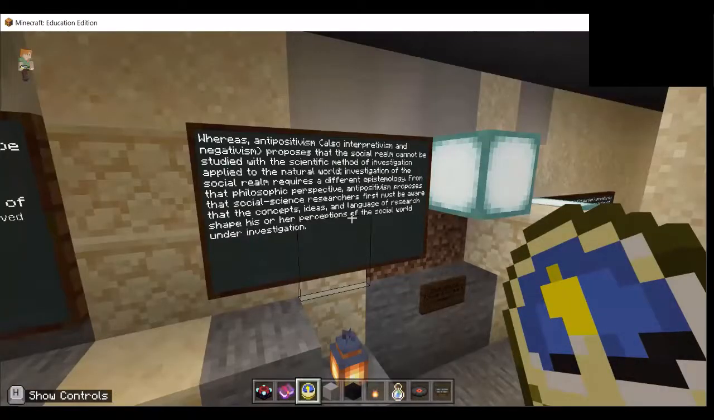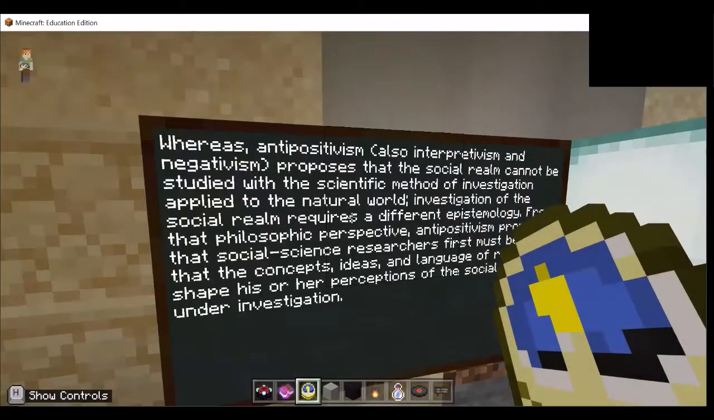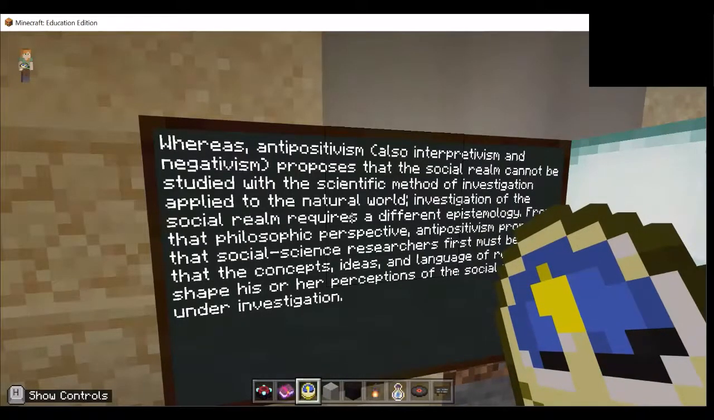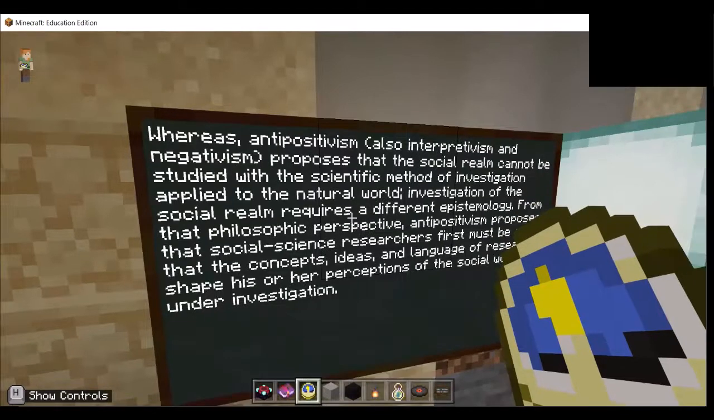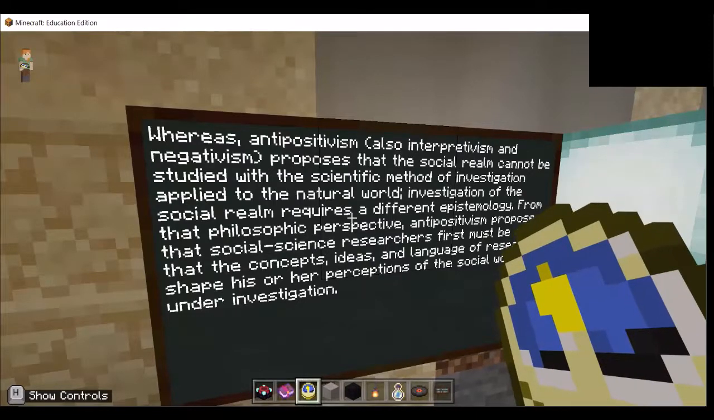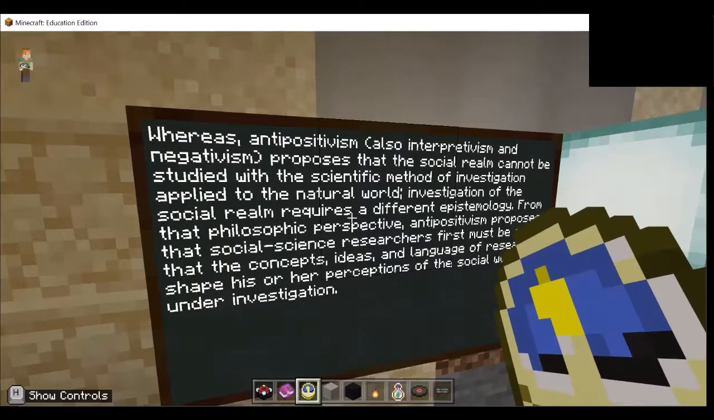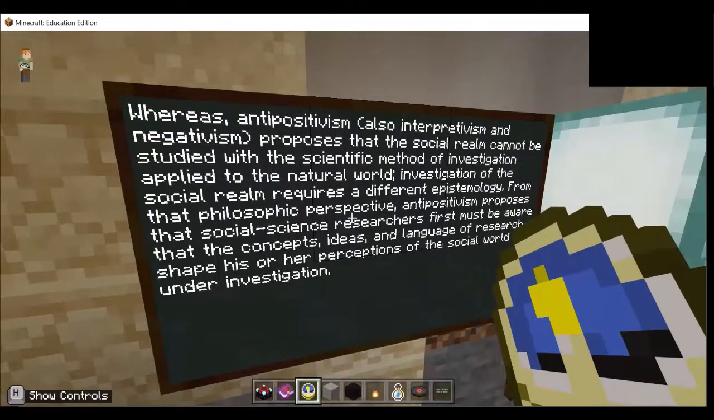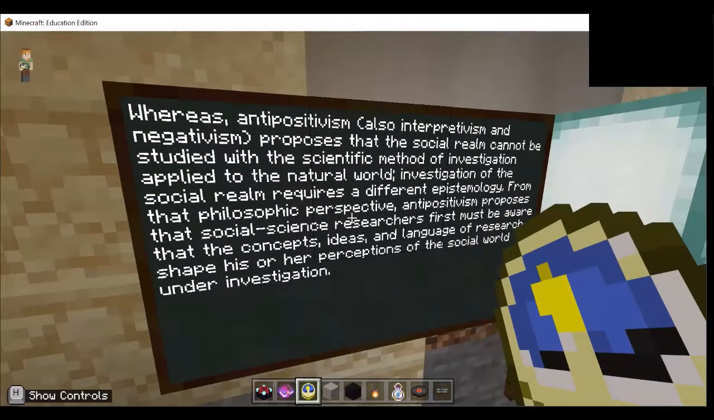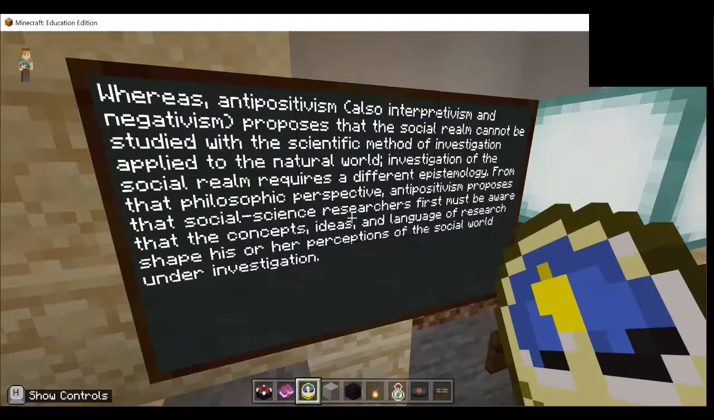So to juxtapose it, we have anti-positivism, which is interpretivism, and it proposes that the social realm cannot be studied with the scientific method of investigation applied to the natural world. Investigation of the social realm requires a different epistemology from that philosophical perspective. Anti-positivism proposes that social science researchers first must be aware that the concepts, ideas, and language of research shape his or her perception of the social world under investigation.